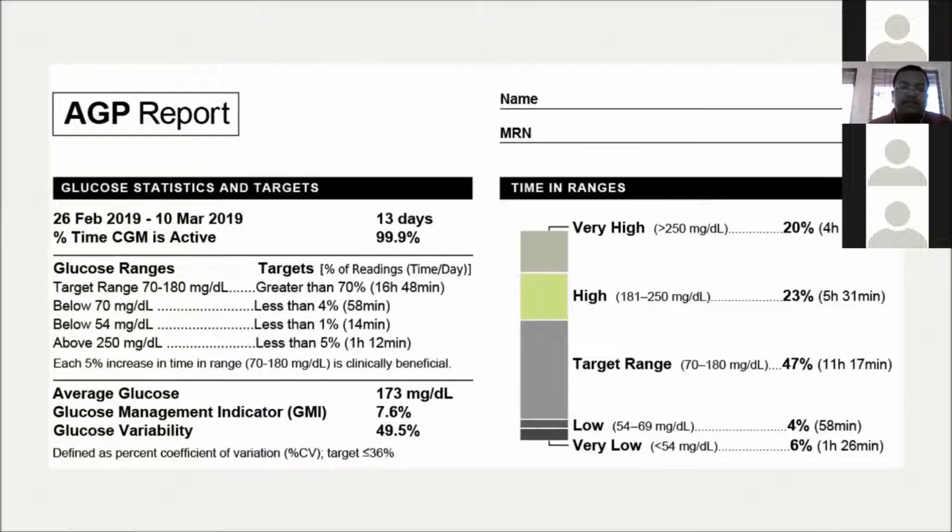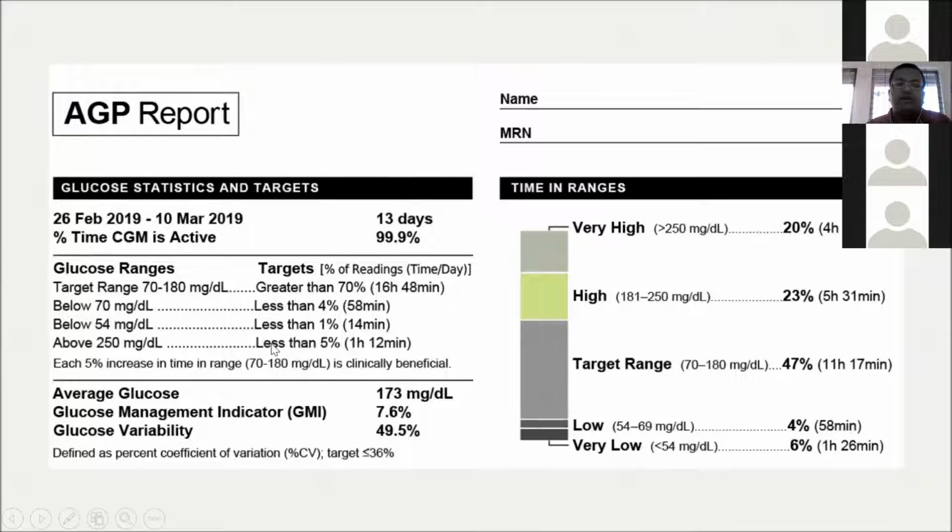And the targets. 70 to 180 is the target, which should be above 70%, that is almost about 17 hours a day. Below 70 is less than 4%, which is about 1 hour per day. Below 54, which comes in the hypoglycemia level 2, that is about 1%, that is 14 minutes or 15 minutes roughly.